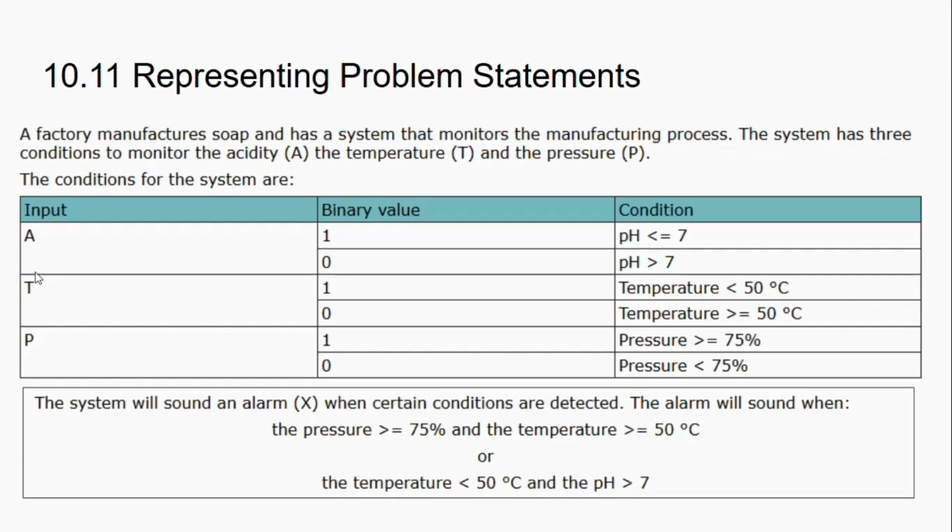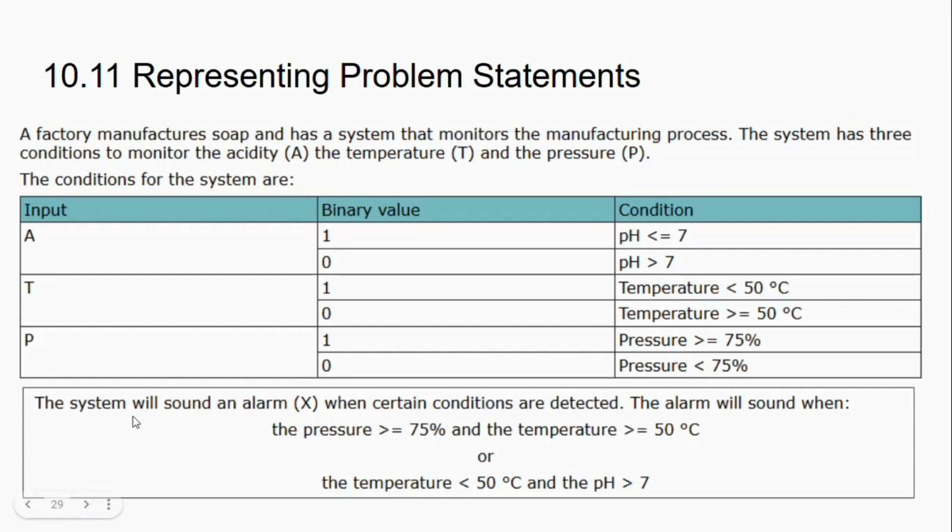That means three inputs are there: A, T, P. A represents acidity, T represents temperature, and P represents pressure, okay. And we are having some conditions. Based on the conditions, we are having the binary value as well. These are the inputs, okay.